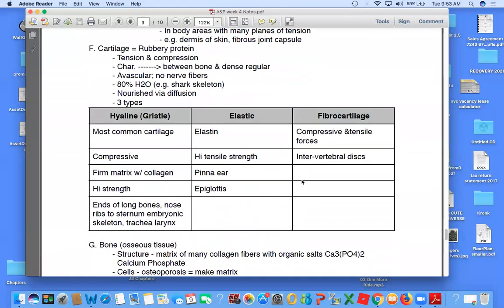Last but not least are the types of cartilage. Cartilage, there's an old saying, a fool and his cartilage is soon parted. Cartilage is somewhere between bone and tendon in its strength and consistency.